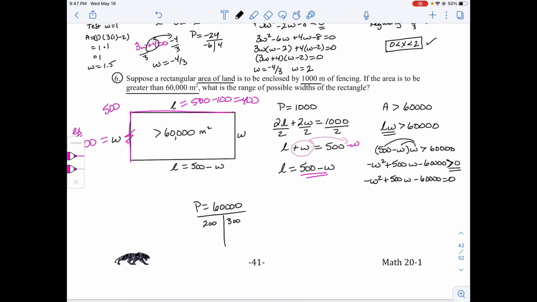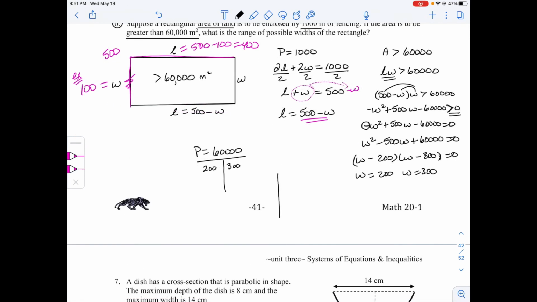Okay, so we could factor out our negative here, which would give us a positive W squared minus 500W plus 60,000. And so we get W minus 200, W minus 300. So W would be 200 and W would be 300.